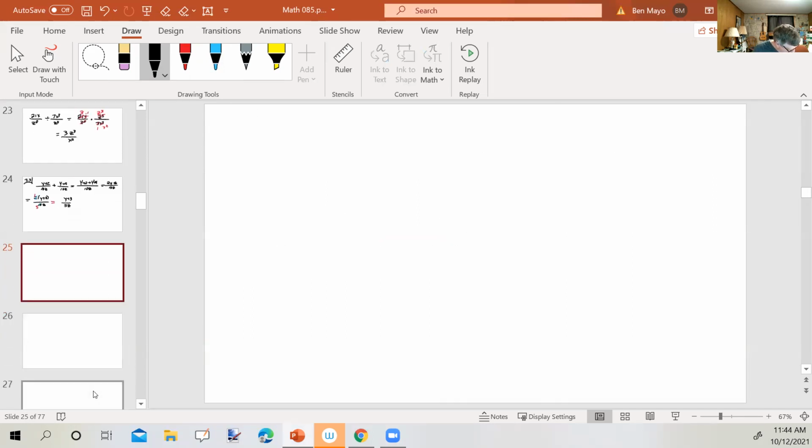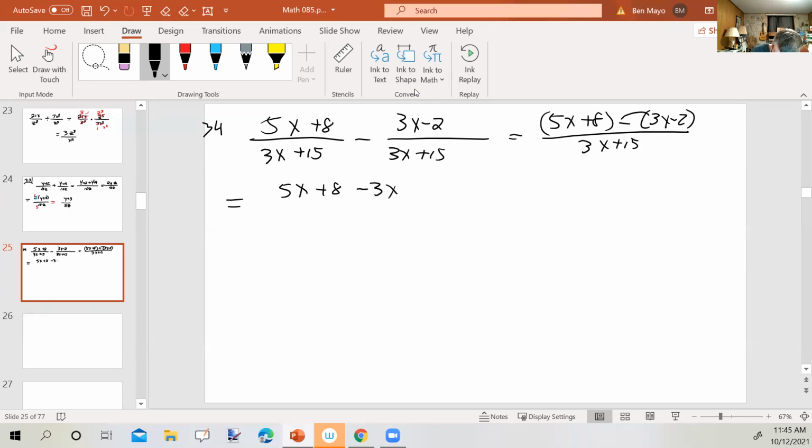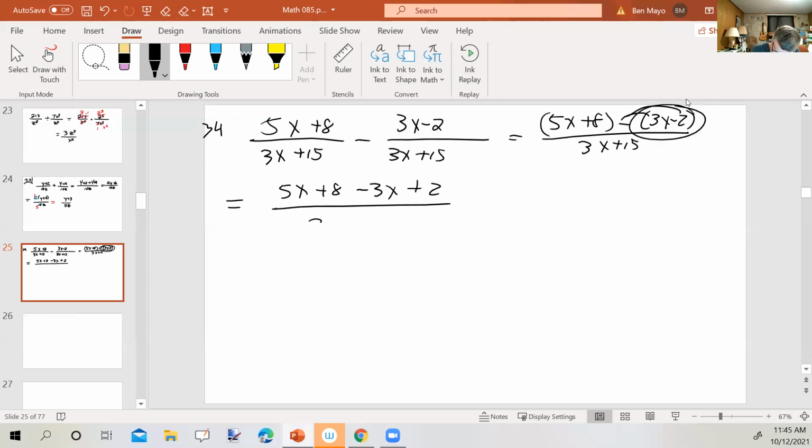Here, let's say this is a 3/4. You're subtracting two fractions with the same denominator. You have to be careful because you're going to take the numerator of the first one minus the entire numerator of the second one. So you're ultimately going to have to distribute the subtraction sign to both of these terms.